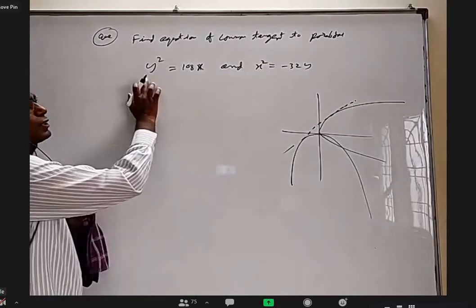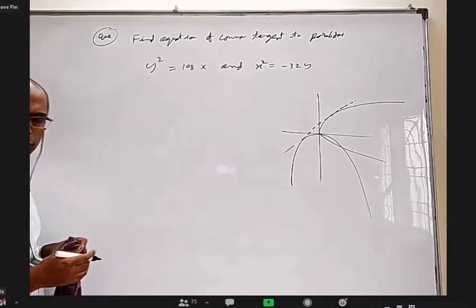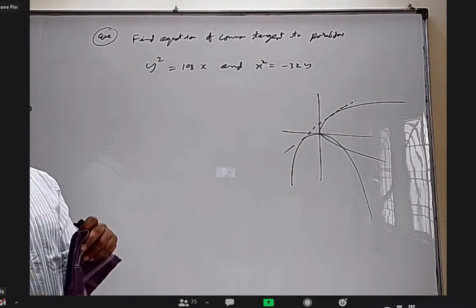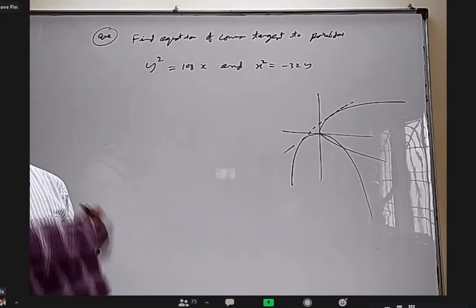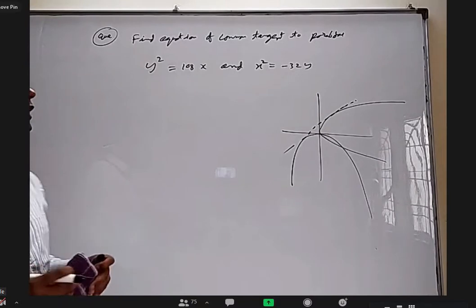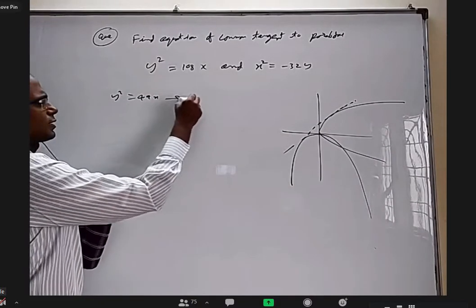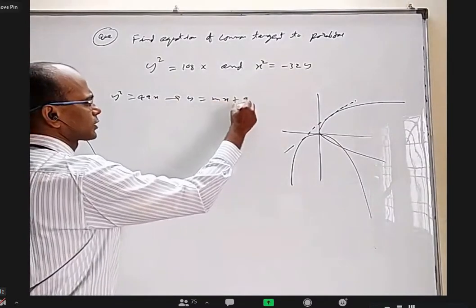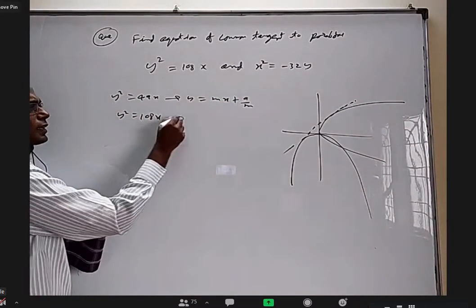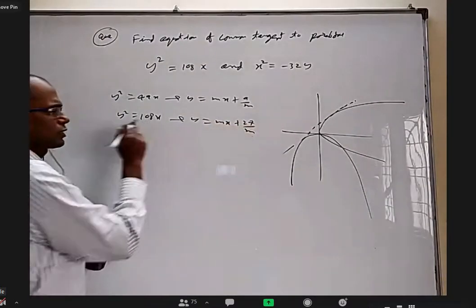What is the general tangent of y square equal to 108x? Anybody want to tell that? For y square equal to 4ax, what is the general tangent formula? y equal to mx plus a by m. Yes. For y square equal to 4ax, the general tangent is y equal to mx plus a by m. Like that, for y square equal to 108x, the general tangent is y equal to mx plus 27 by m. 4a is 108.